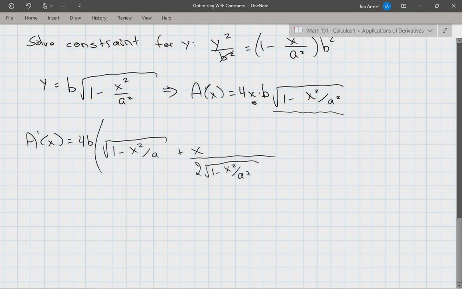That comes from the power rule, so if you don't believe me on that part, just write out what it would look like with the power rule and simplify it to this. And then we have to differentiate the inside function. So the 1 goes away, and we really have to differentiate x squared over a squared. Please do not use the quotient rule on this.